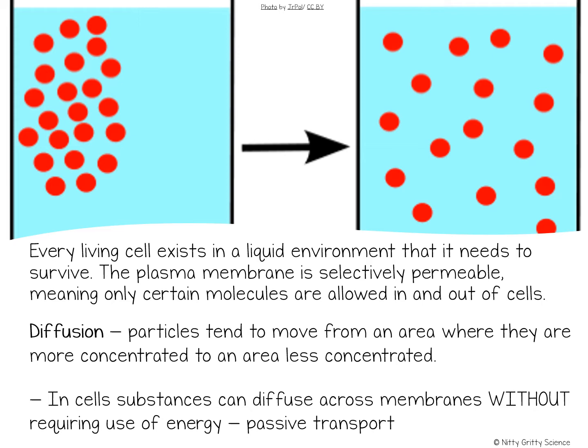This means, for example, if I were to walk into a room and spray a perfume bottle, and you were sitting way in the back of the room, you are now sitting in the area of low concentration, and I am standing in the area of high concentration. If we were to wait a few minutes, eventually you might be able to smell that perfume because the molecules have moved from that area of high concentration to the area of low concentration. When cells can diffuse across membranes without requiring the use of energy, this is called passive transport.